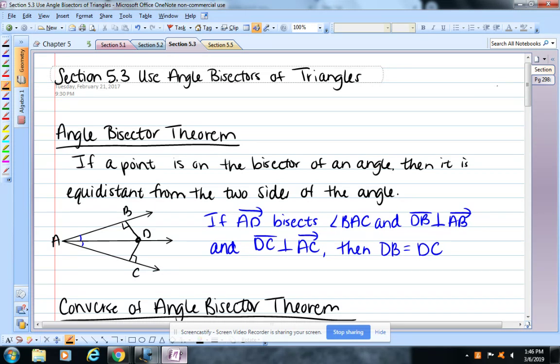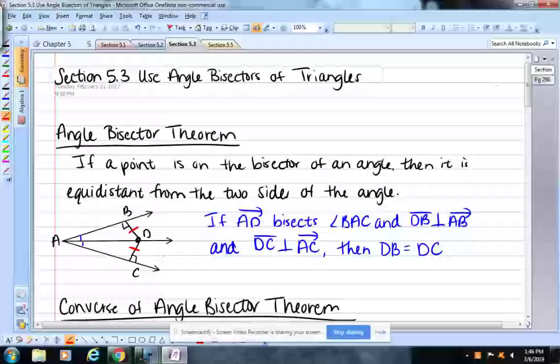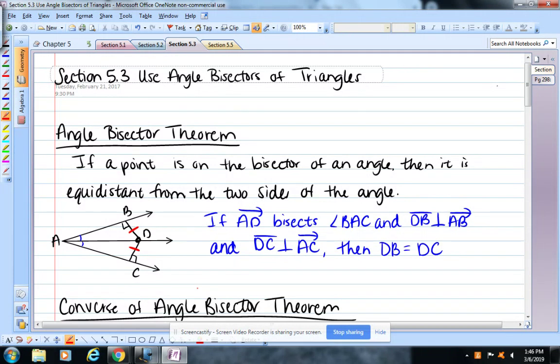So it says if ray AD bisects angle BAC and DB is perpendicular to AB and DC is perpendicular to AC, then DB equals DC. So that's telling you that this segment is going to be congruent to this segment. They're equidistant to the two sides of that angle.